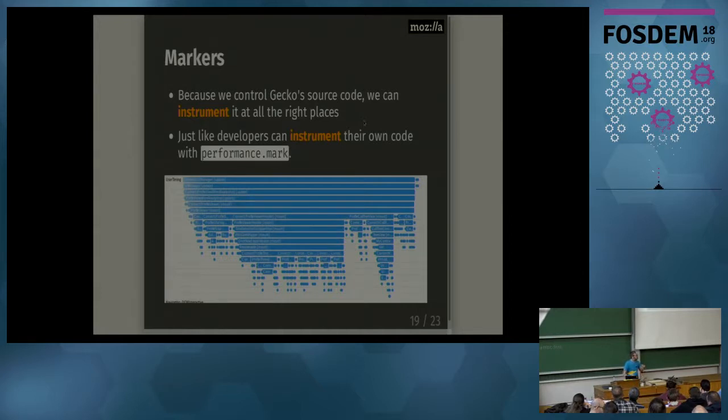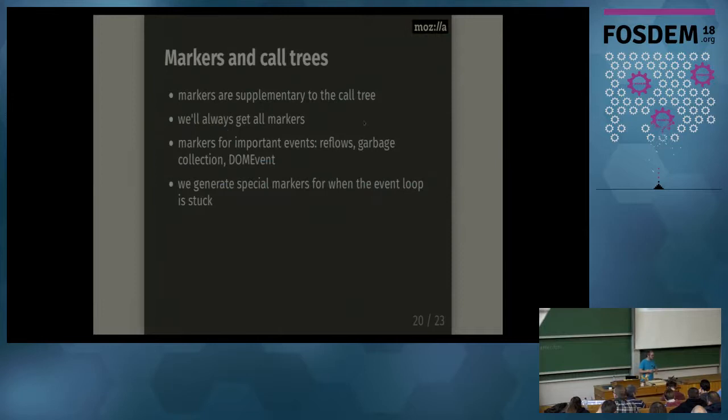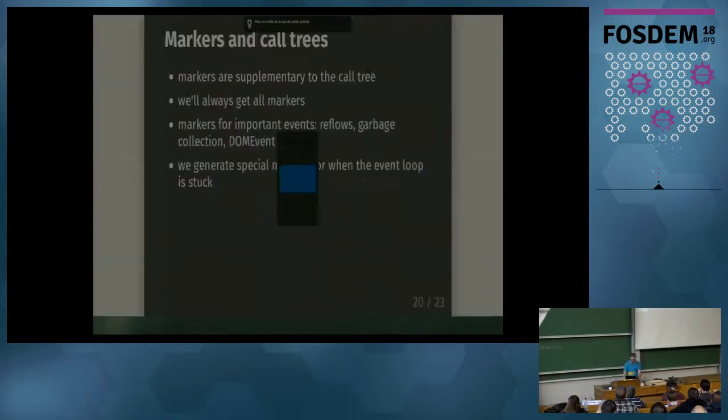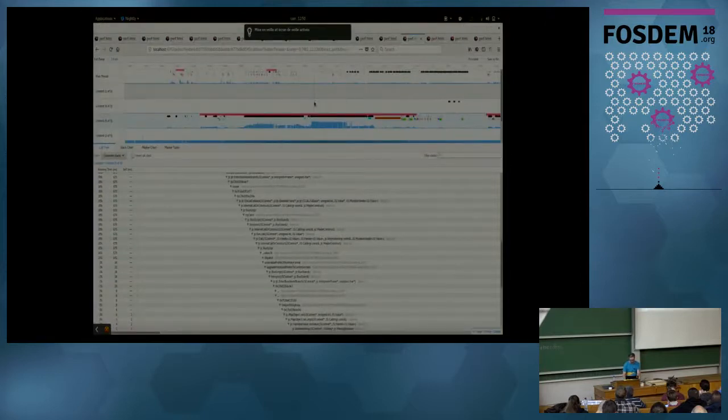And in Gecko, we also instrumented the right places, so we know about reflows. When there are reflows, that's very important to optimize also. We know when there are garbage collections. That's something that can really slow down your code if there are a lot of them. There are DOM events, of course. I shouldn't forget that. And we also generate special markers to show where the event loop is stuck at one point. For example, if I come back to my example here, there is a big red line that helps me spot where the event loop was not working.